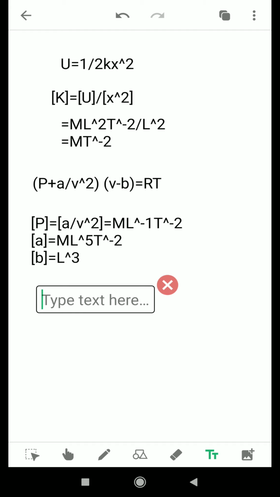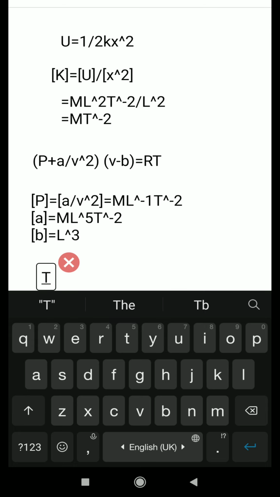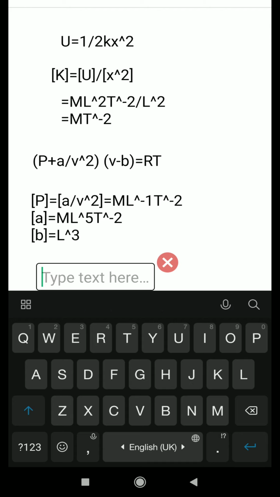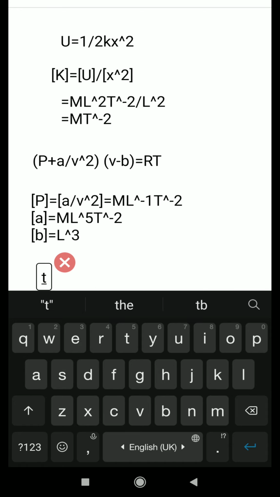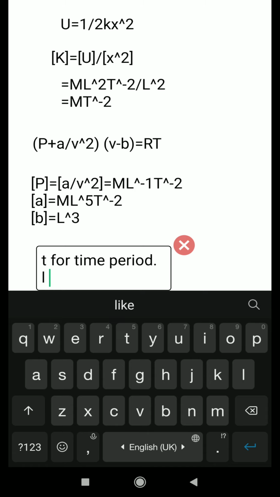You can even, I have told you earlier, find out some equations from dimensions. How is it possible? I am giving you one example. Say T is the dimension of time period. In the equation I am writing small t. Small t is time period.